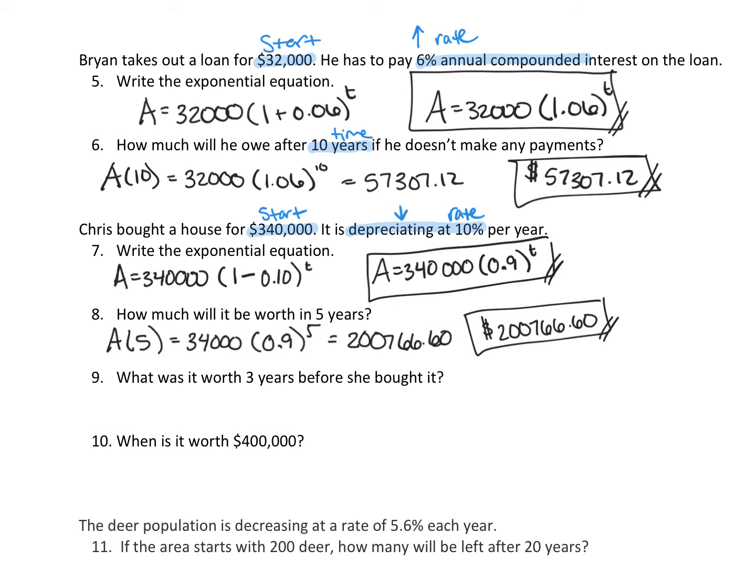Now the next question is a little bit interesting. So, I forgot to highlight. So this was our time. How much will it be worth in 5 years? But the next question is, what was it worth 3 years before she bought it? So this is going back in time.